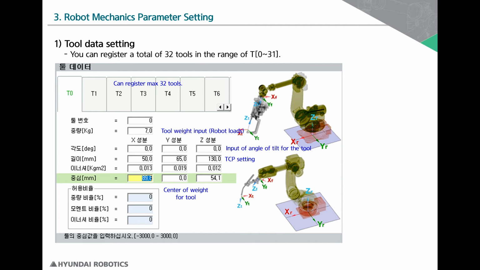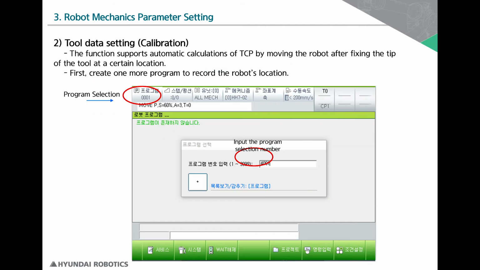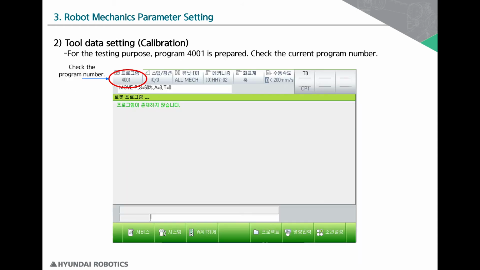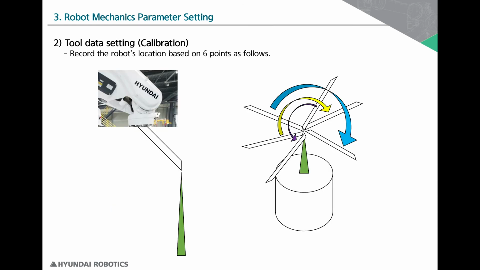Data can be adjusted by specifying the diagram values or measurement values. If there is no diagram or measurement value, you can use the tool calibration function to set them. Before using this method, you must make sure that the tool TCP setting is clearly explained, and you also need a jig with a sharp tip. Click the Program button at the top to create a program that you will not use. In this case, we will use 4001. Check that the current robot program number is 4001. On this program, we will record a total of 6 locations.